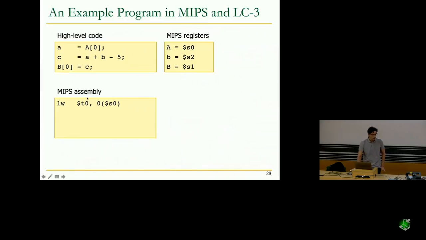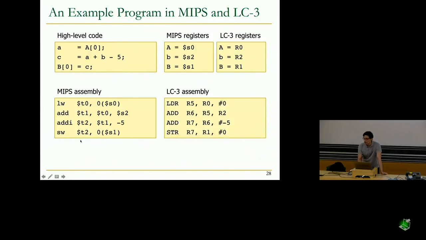Then we add, in this case, the contents of B, then subtract 5, and then store the result somewhere in S1 plus 0. Recall that S1 is the address of the array B. So what are we storing? We are storing the contents of the temporary register 2. We can compare this to LC3, and we can see that it's exactly the same.